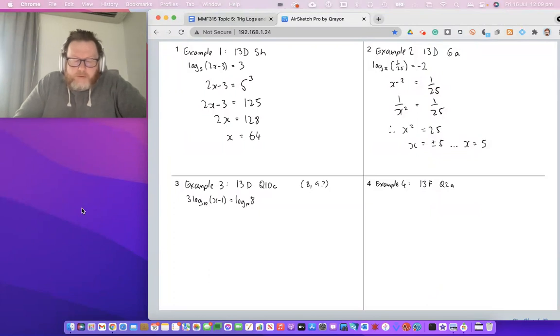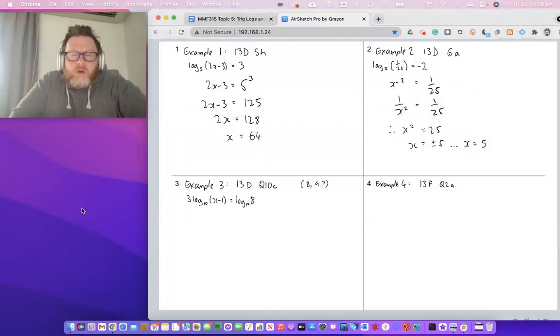All right, example 3 is looking a little bit more complicated, but we can do this. We've got 3 log base 10 of x minus 1 equals log base 10 of 8. Now you might be tempted to equate the arguments, the thing inside the log, x minus 1 and 8, but you can't do that with a 3 hanging out. I can't divide out the 3 or subtract the 3. If I divide by 3 here, it does get rid of it, but then I'm left with an over 3 here, so it only shifts the problem. Similarly, you can't subtract 3 because there's no addition here.